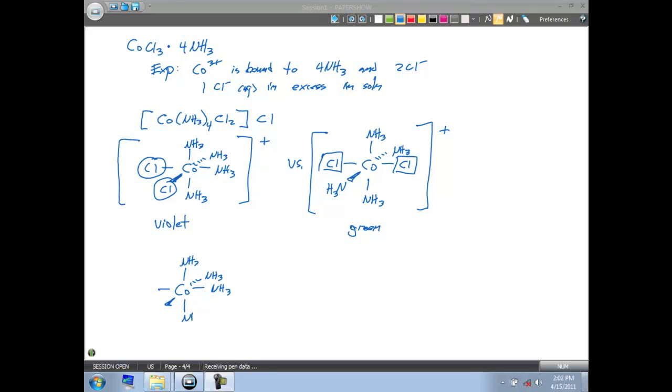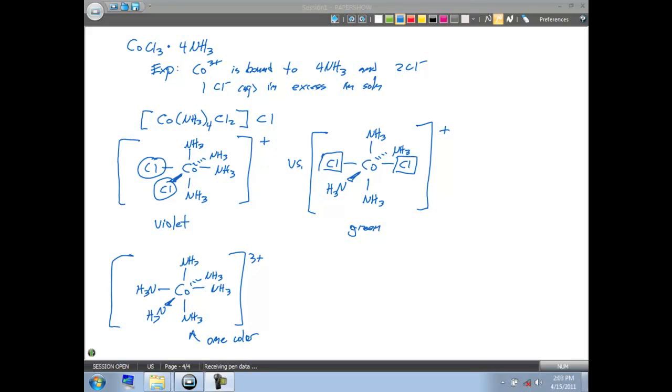In terms of statistics or looking at what could be going on in this particular complex, is there any other way that we can arrange those ammonias around that cobalt? There's 6 of the same exact ligand. So there's really only one way to place all 6 of those ligands around this cobalt center. And that's why there's only one color for this.